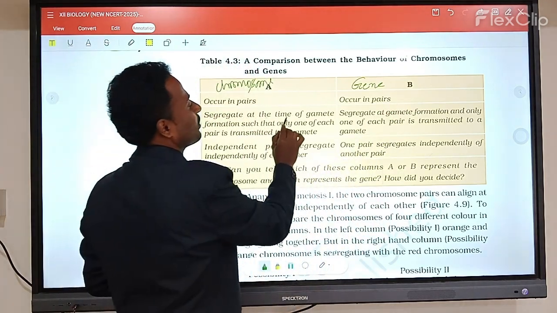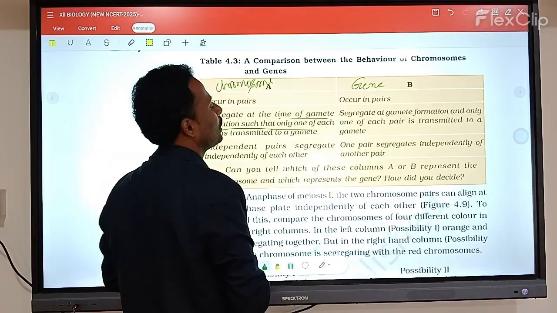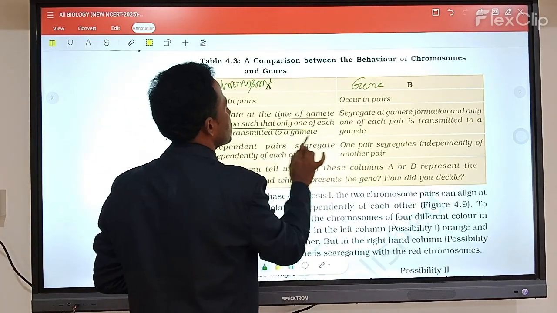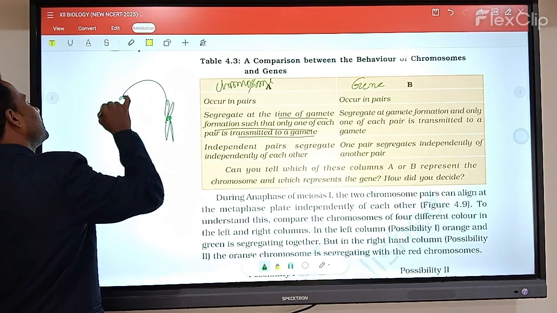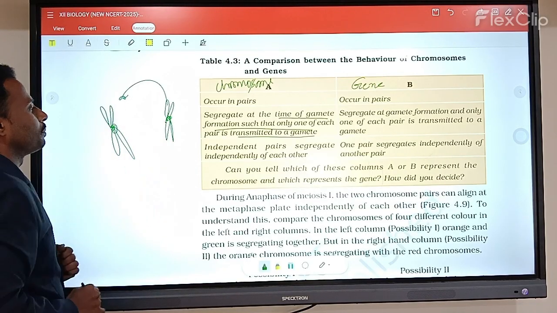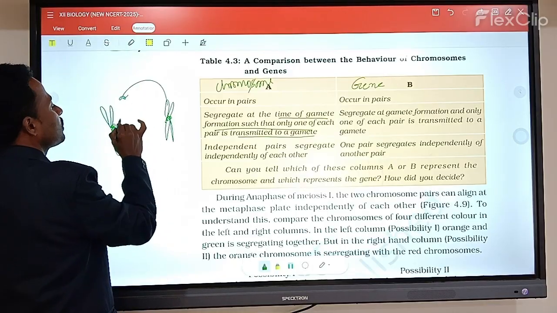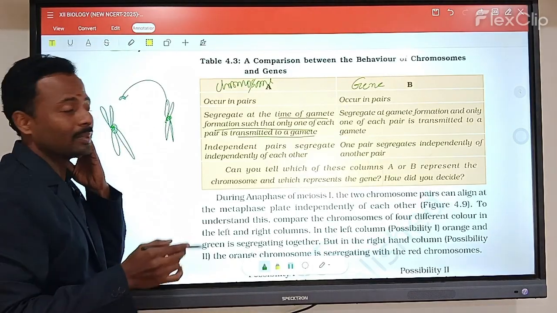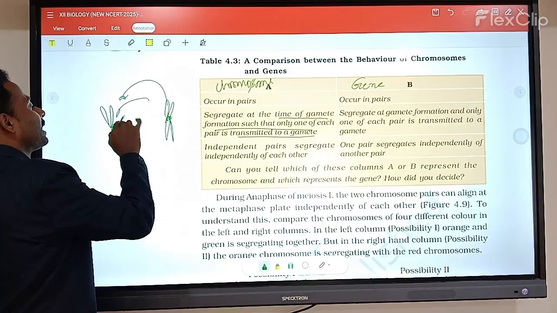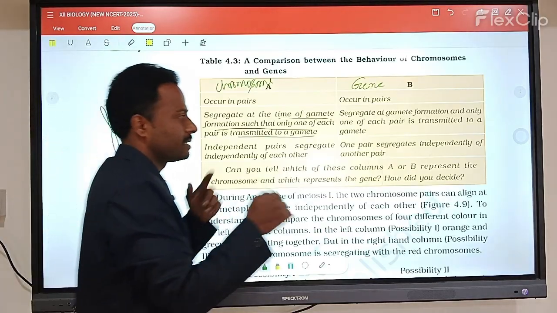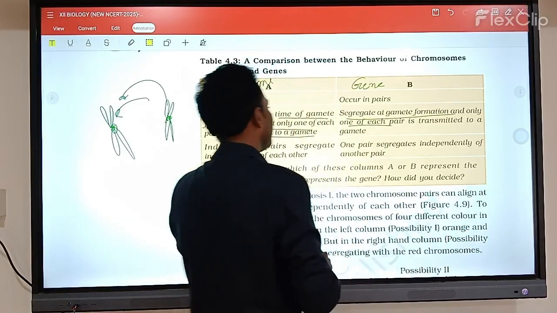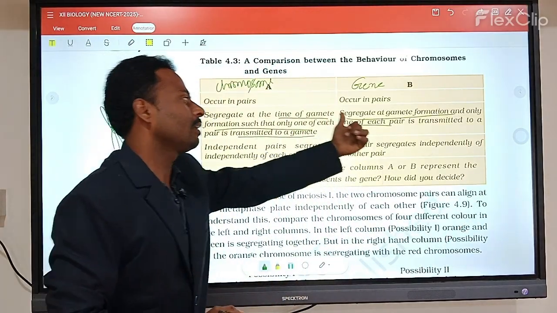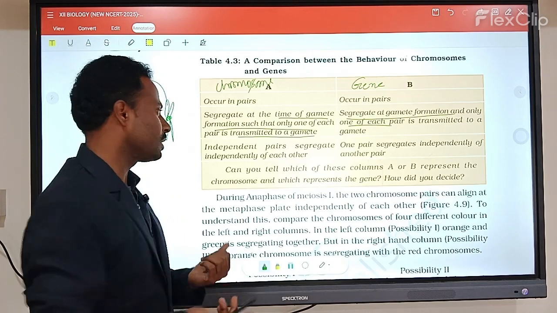Next, the segregation at the time of gamete formation, such that only one of each pair is transmitted as a gene. So they are transferred from parent to gamete. Here, parent to gamete, they transmit some genes. Some information gets completely separated, meaning segregated. Here also the same: in the segregation at gamete formation, only one of the pair is transmitted as a gene.